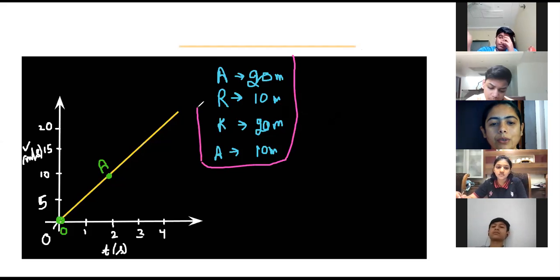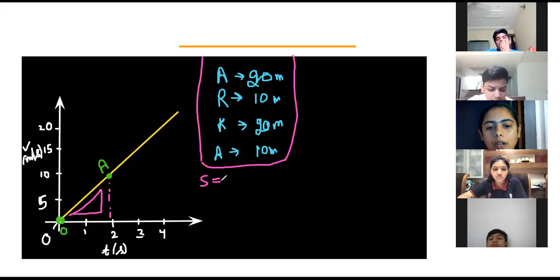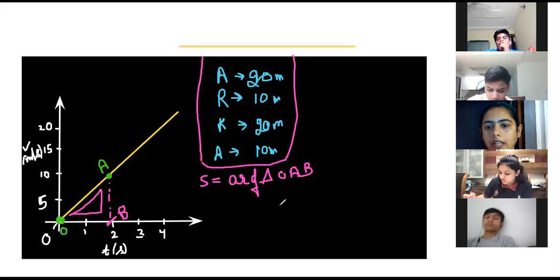Okay, I'm going to do the answer below your marks. Okay, so we have to find out from O to A. I told you to draw a straight line onto that time axis. You will get a kind of triangle here. So displacement is equal to area of triangle OA. See, steps you have to do all. Write the next point as B. So it is OAB.